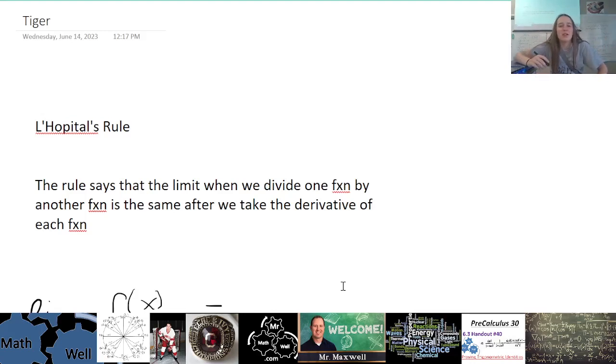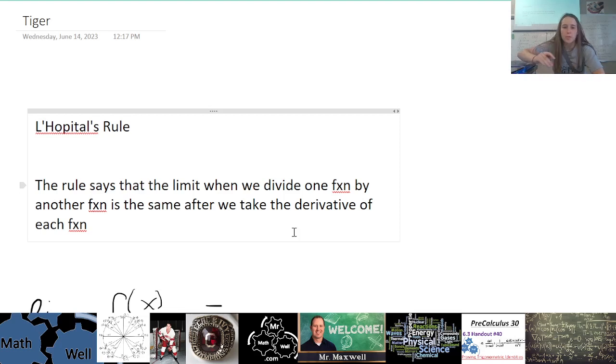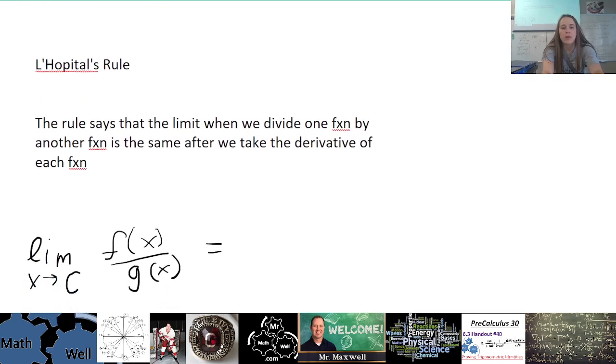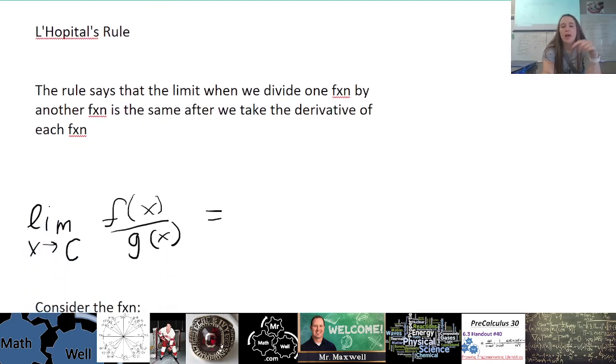Alright, so today we're going to talk about L'Hopital's Rule. L'Hopital's Rule can help us calculate a limit that may otherwise be hard or impossible to determine. This rule says that the limit when we divide one function by another function is the same after we take the derivative of each function. So that looks like this.